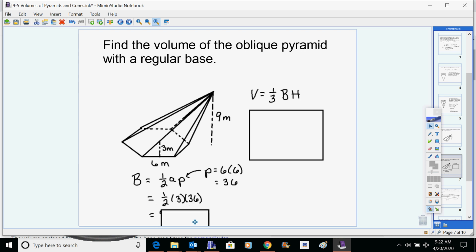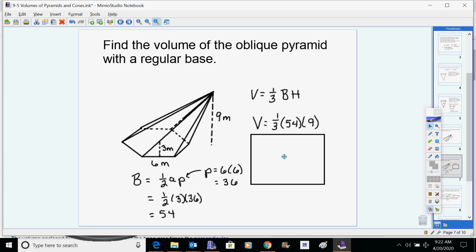So we're taking 1/2 of 3 times 36, which gives us 54. Okay. You can take 1/2 of 3 first, or you can take 1/2 of 36. Remember, multiplication is commutative, so it doesn't matter what order you do that in, you'll still get 54. So 1/3 of that base that we just found times the height of 9, and we get 162 cubic meters in that. All right, so we have that.